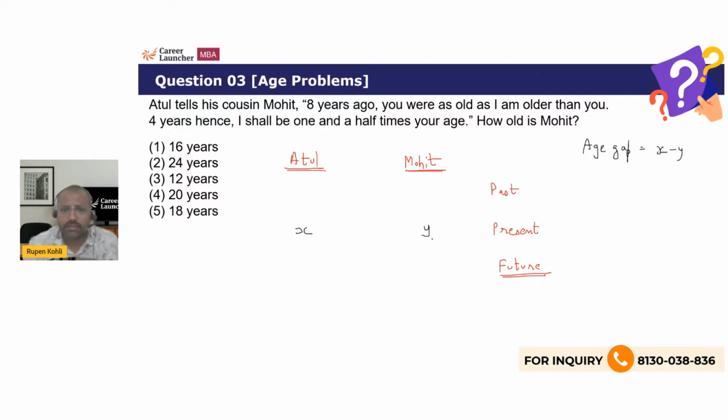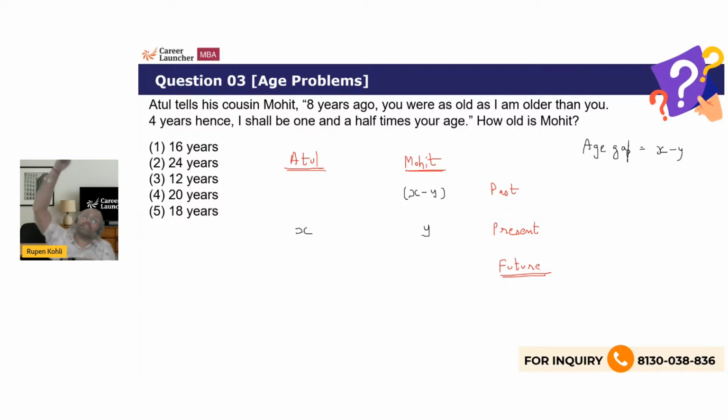And 8 years ago, it is given that you were as old as I am older than you, which means that basically he was X minus Y in age. Your age was the same as our age gap. Get it? 8 years ago, you were as old as I am older than you. So your age was the same as our age difference. And that age difference is never going to change. It is always going to remain X minus Y.